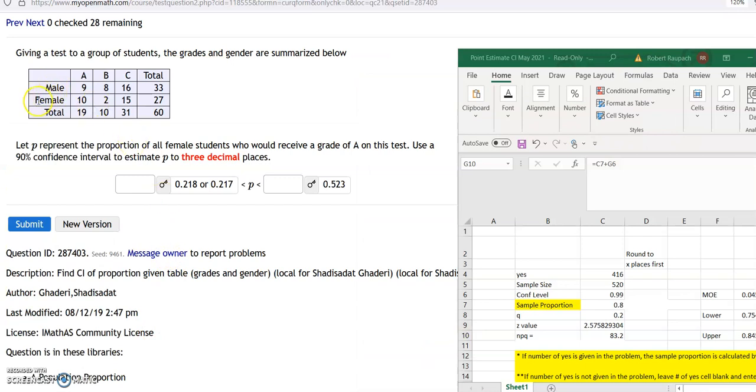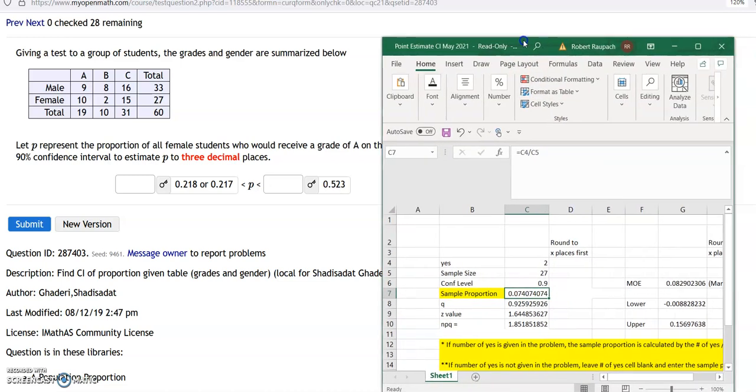All right, all they're interested in is the female students. Of those female students, how many got A's? Okay, so the number of yeses or the number of A's is 2, right? Sample size 27, confidence level 0.90, and N over A's, 10 students got an A, not 2, those are B's.